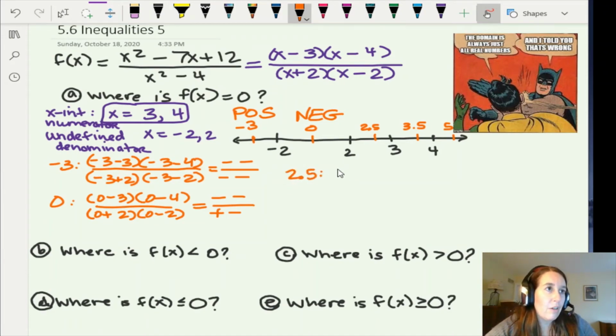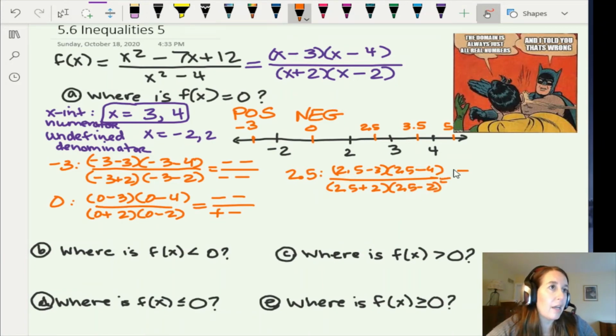Let's put in 2.5. Super fun. Okay, 2.5 minus 3 times 2.5 minus 4 over 2.5 plus 2, 2.5 minus 2. Okay, top is a negative, bottom is a positive, and then a negative. No, sorry, a positive, right? 2.5 minus 2, positive. So that is 2 negative signs, two negative signs would be an even number, so that is positive.